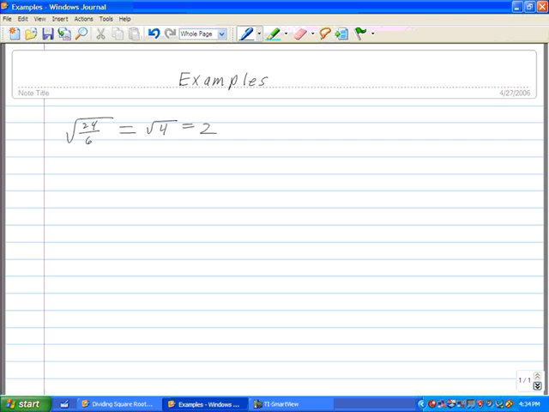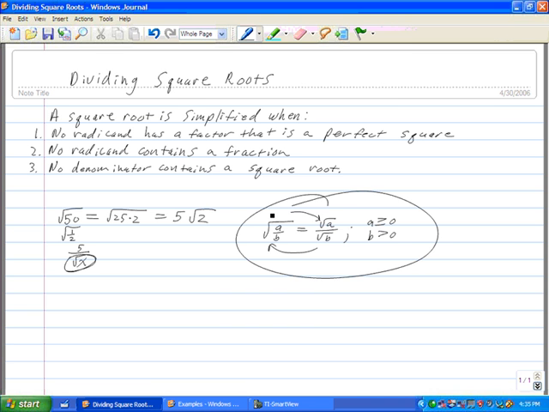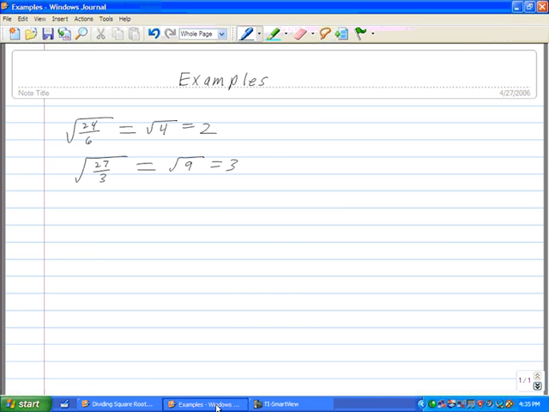Let's try another one. Let's say we had the square root of 27 over 3. Again, not simplified because we have a fraction underneath. So 27 thirds is 9. Still not simplified because 9 is a perfect square. And there it is, finally simplified. And to do these, we really haven't used our new property yet. So let's look at one where that property will be needed.